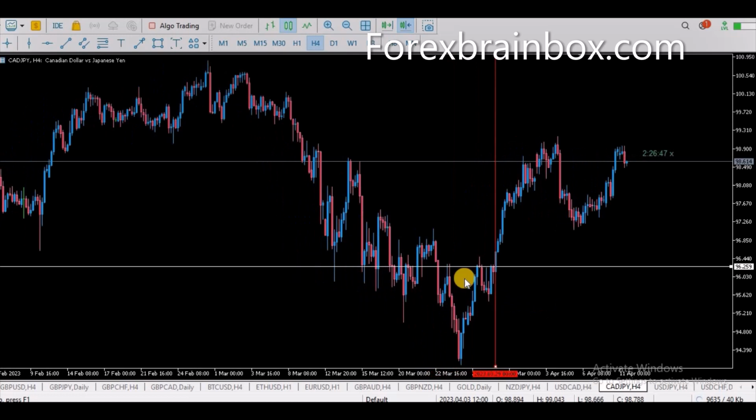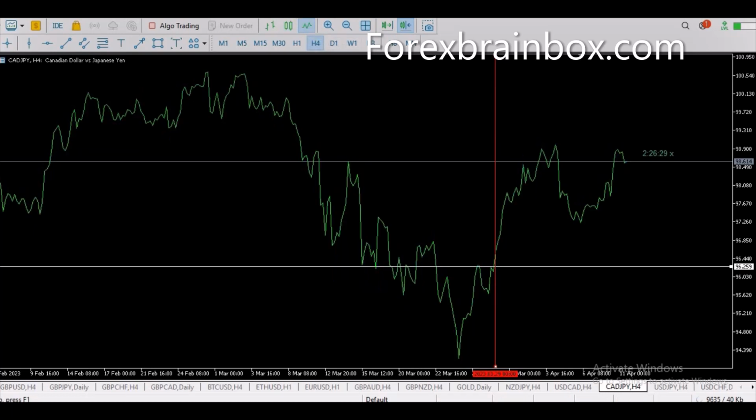Let's see. Okay, here's one again. This is your CAD JPY. Sometimes for you to find a pattern, not every time, you have to switch between your candlesticks and your line chart. So right here, you might not be able to find your chart pattern so easily. So this is why I switched to my line chart. I can tell this is an inverse head and shoulders. This right here is the head.